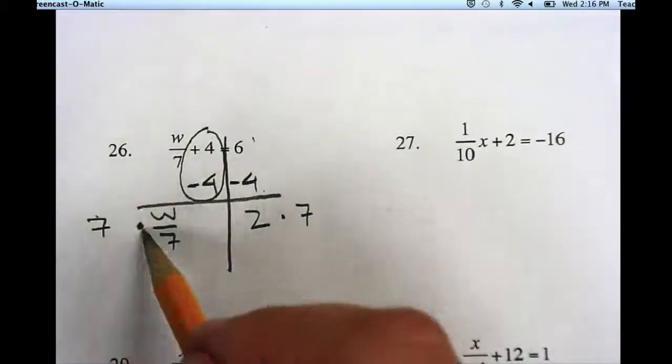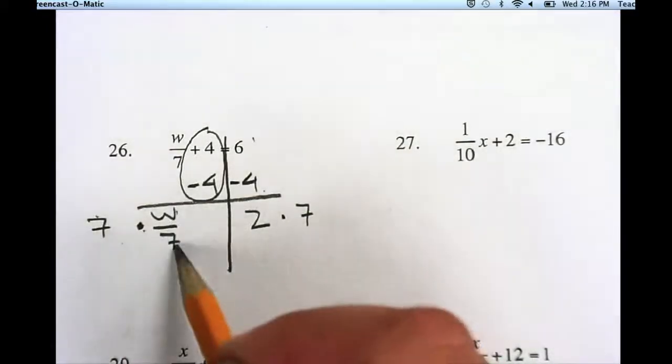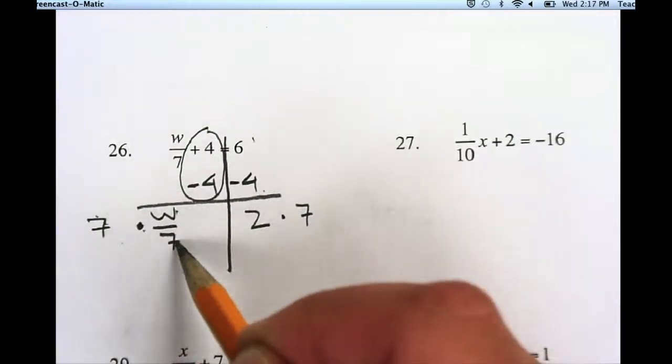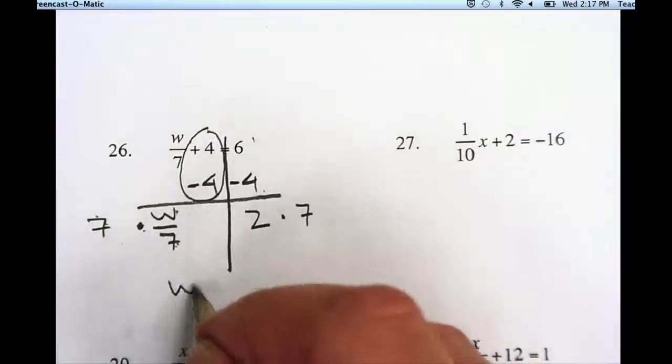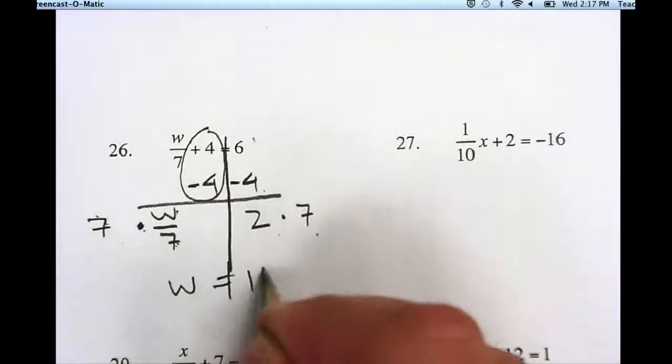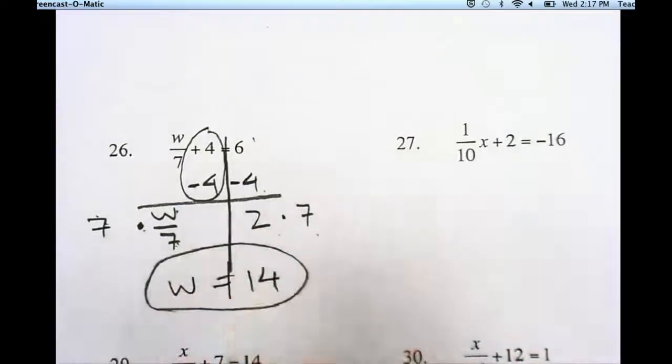Well, 7 times w divided by 7, 7 times w is 7w, divided by 7 is just going to be 1w, so I have just w on that side of the equation. On the other side of the equation, I have 2 times 7. Well, 2 times 7 is 14. So my answer for that one is w is equal to 14.